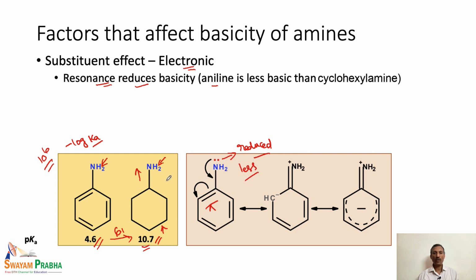In cyclohexylamine, we do not have any resonance structures where the nitrogen lone pair can come towards the cyclohexyl ring. So, that is the reason cyclohexylamine's lone pair is freely available, or highly available, on the nitrogen. So, this is very highly basic, whereas in the case of aniline, that lone pair is in resonance with the aromatic system. So, it is not available. So, it has a less basic nature.